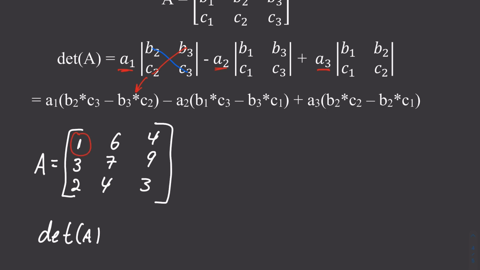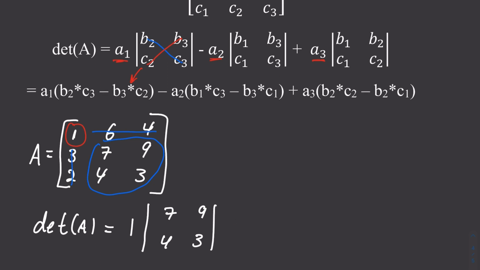Select the 1 in the top left corner here, eliminate the row and the column, so we get 1 times the matrix that is remaining down here in the bottom left, so 7, 9, 4, 3, and that is our first term complete.